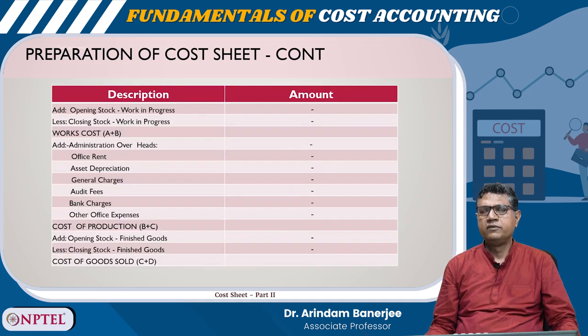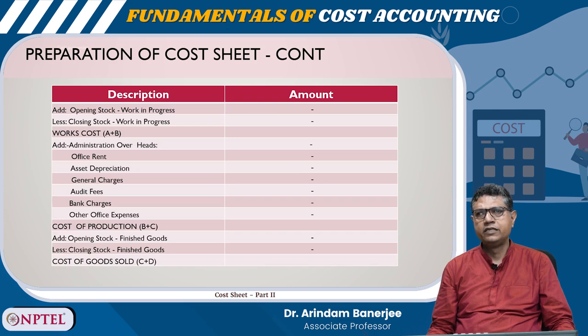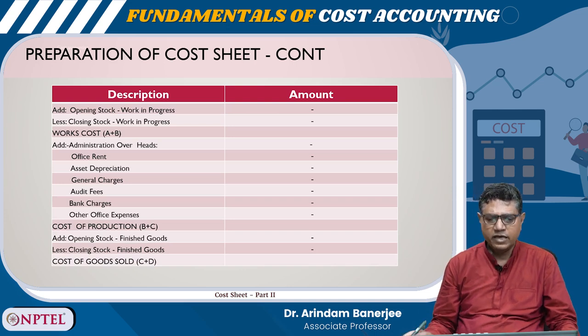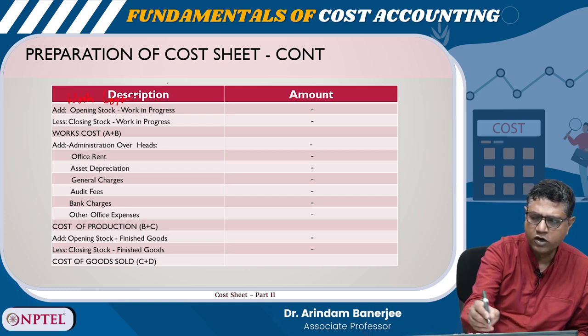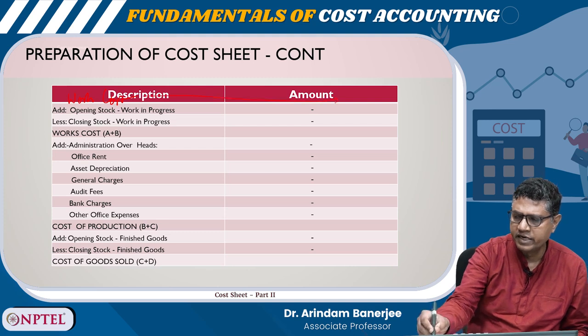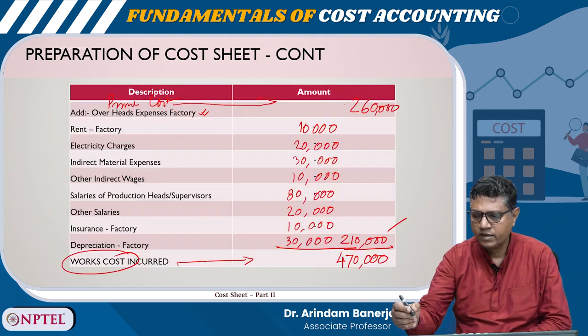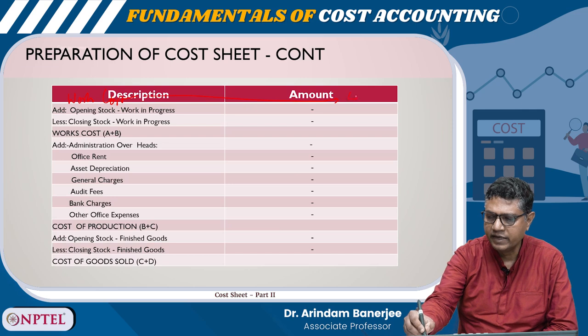Now, once the works cost is arrived, I am again carrying it over here for better understanding. So it is works cost, 4 lakh 70. So I can write here 4 lakh 70.